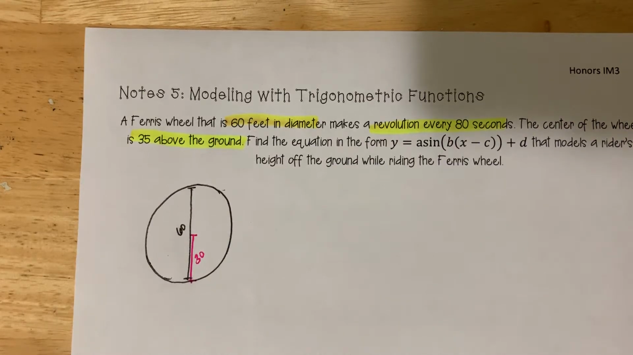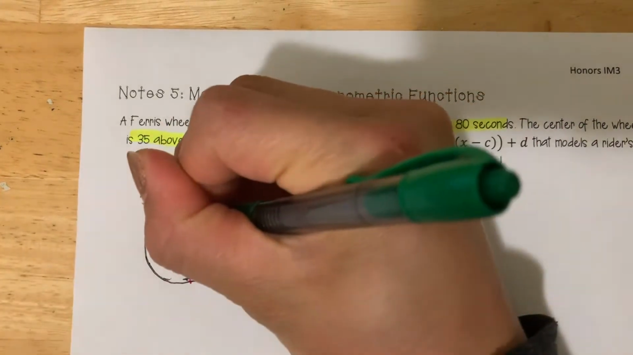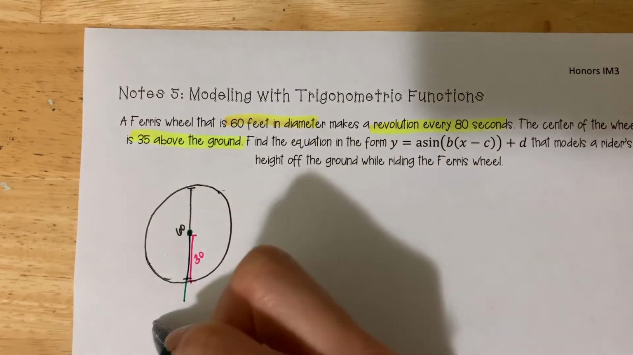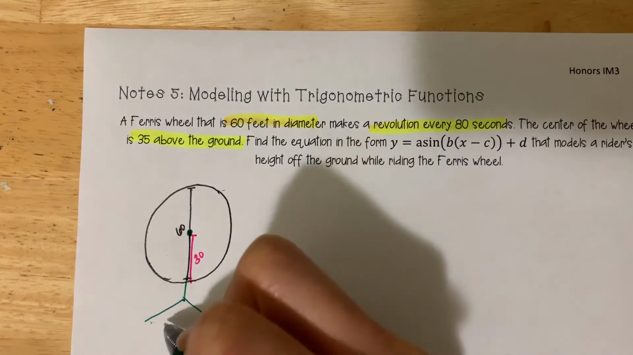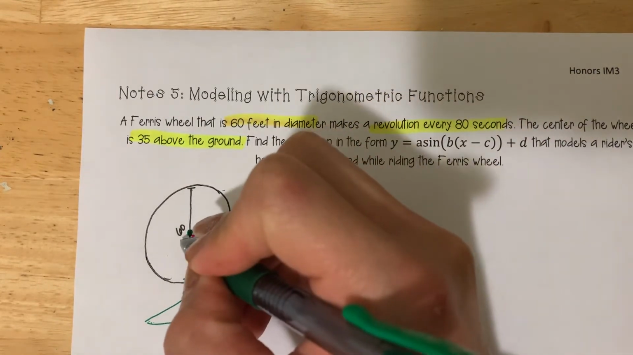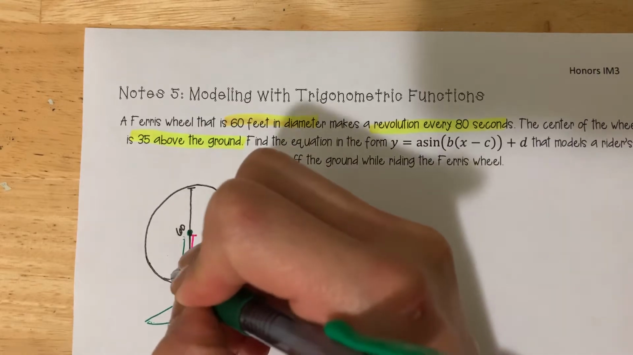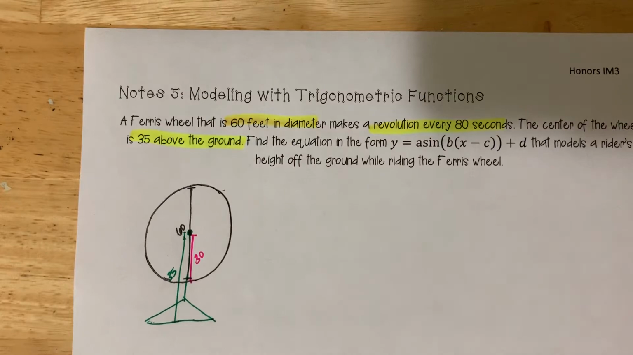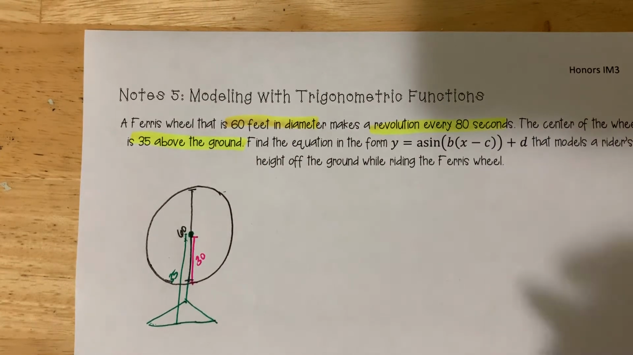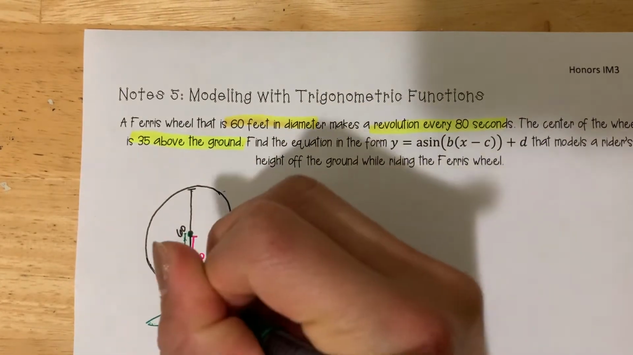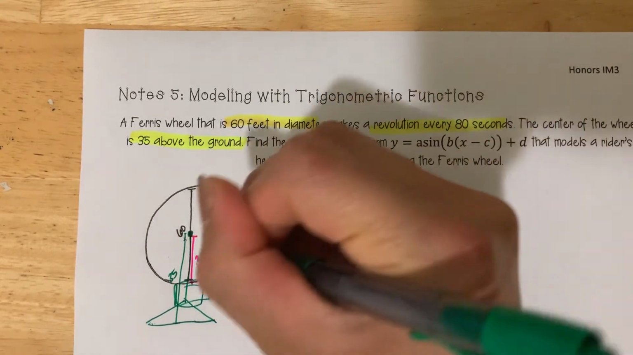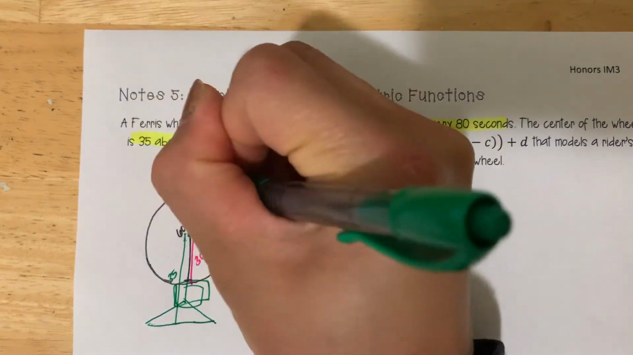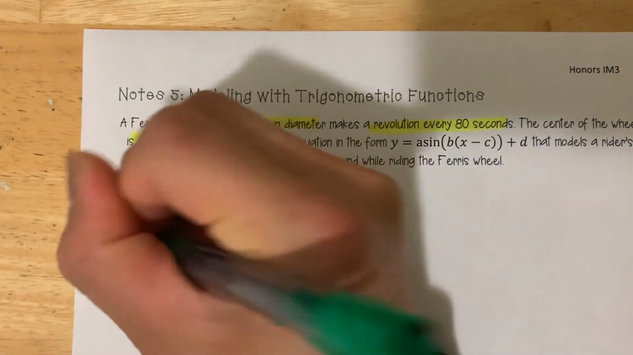It also tells us that the center of the wheel is 35 feet above the ground, right? Because the Ferris wheel is usually propped up by something. And this whole thing here is 35 feet, from the center of the wheel all the way down here. So when people get onto the Ferris wheel, they walk up and get into the basket, and then it rotates around and so forth.